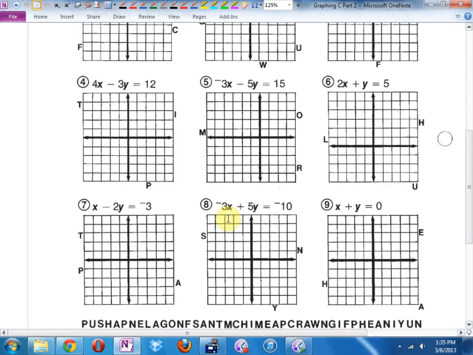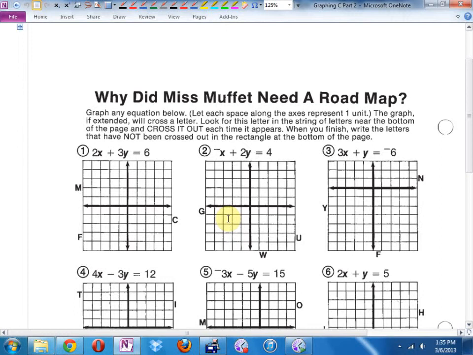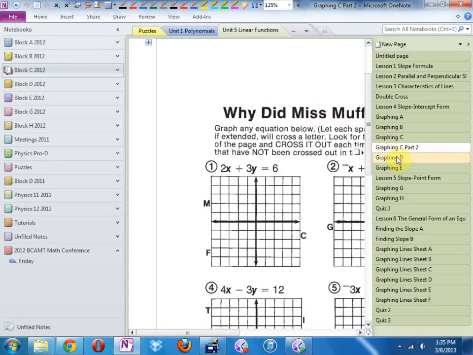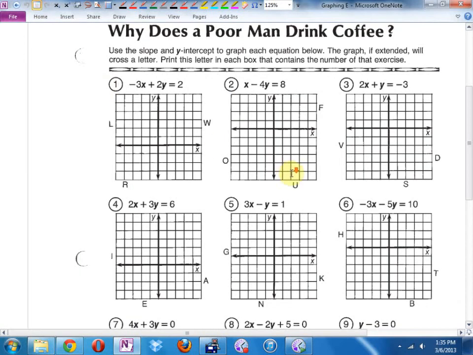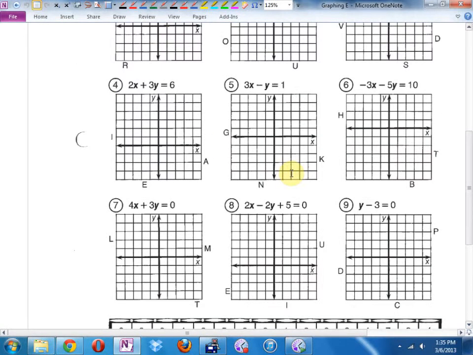Any of these that you want me to go over on this sheet? Okay, if you didn't do it, you can ask me next class. The last one I'm not going to talk about, but what I gave you out was graphing D and graphing E. And the tricky part here, what I want to talk about today is number 8 on graphing E.